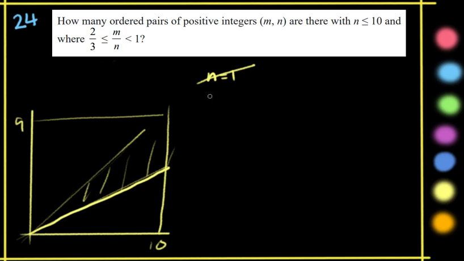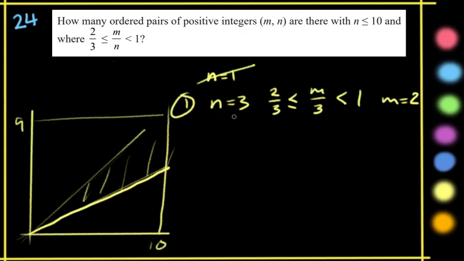N equal 2, that's also not going to work because now m is going to have to be less than 2/3. N equal 3, well, no, let's see, if n equals 3, if I rewrite this equation with n equal 3, I have 2 over 3 is less than or equal to m over 3, which is less than 1. Okay, so m's got to be less than 3, but it's got to be greater than or equal to 2. So m equal 2 works there. So we have one solution for n equals 3.